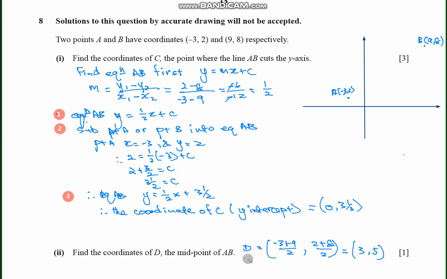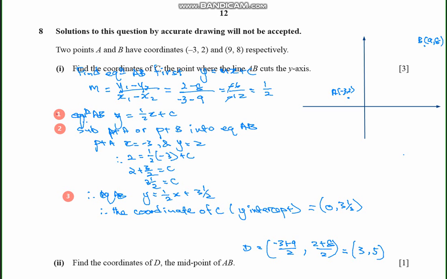Okay, now next would be to find the midpoint. It is very straightforward. Taking the coordinates of A and B, add together, divide by 2. So it's 3 and 5. Now let's move forward. Let's draw the line first. Line AB.